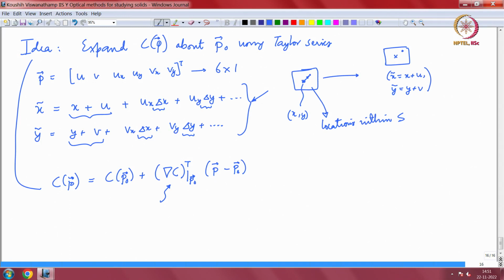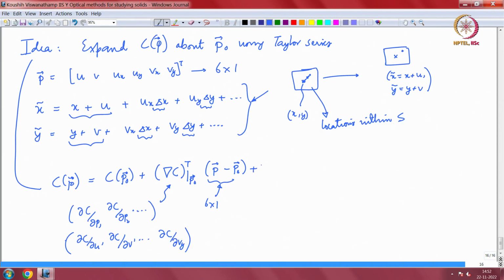Now, notice that p minus p naught is a 6 by 1 column vector like we have above, and the gradient of C is a row vector. So, it basically has dou c by dou p1, p1 being u, dou c by dou p2 and so on. So, this is nothing but dou c by dou u, dou c by dou v and so on, dou c by dou vy. That is what this is.